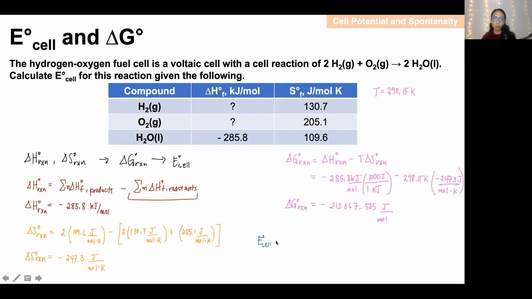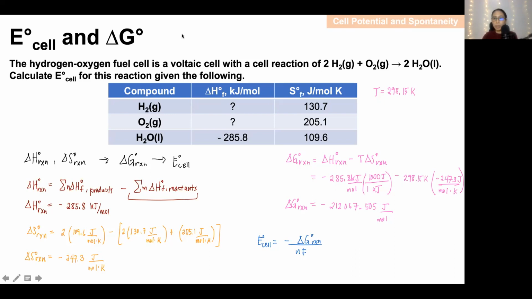So this is equal to negative delta G naught reaction over n times Faraday's constant. Okay, but now we need to get the electron number. So we need to balance the reaction, right? How do we balance the reaction? How do we determine which is oxidized and which is reduced? You have to be able to know that. Just watch the video that I posted on balancing redox reactions.